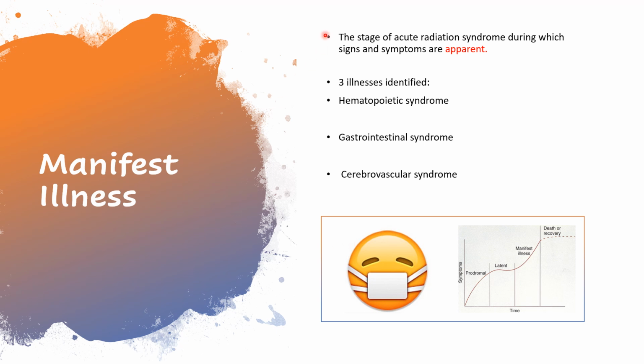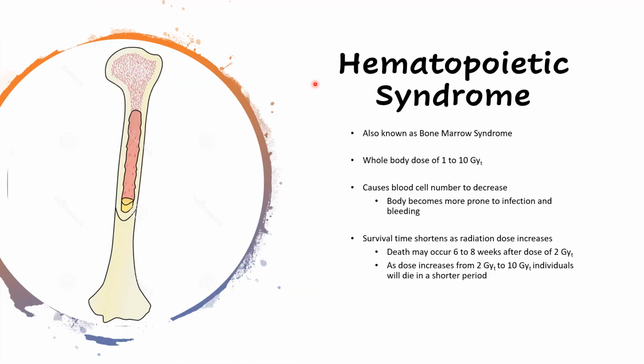Manifest illness, the stage of acute radiation syndrome during which signs and symptoms are apparent. 3 illnesses identified: hematopoietic syndrome, gastrointestinal syndrome, cerebrovascular syndrome. Hematopoietic syndrome, also known as bone marrow syndrome, whole body dose of 1 to 10 gray tissue, causes blood cell numbers to decrease. Body becomes more prone to infection and bleeding.